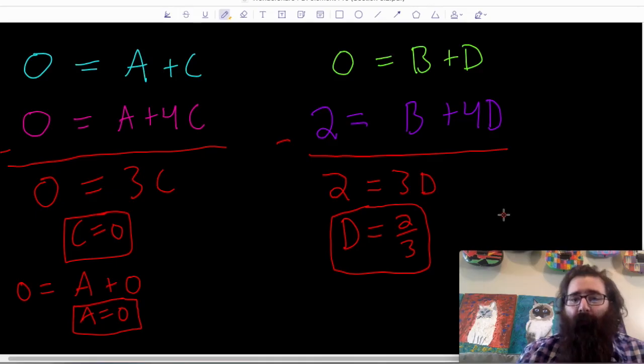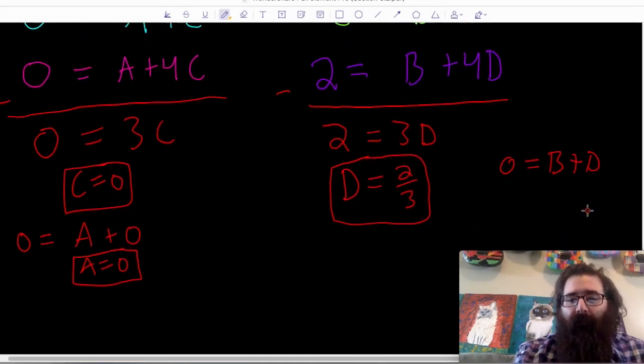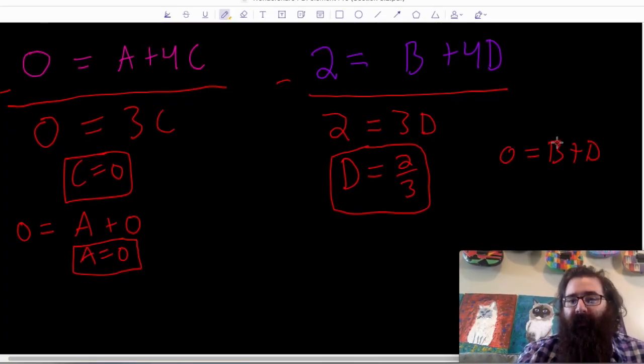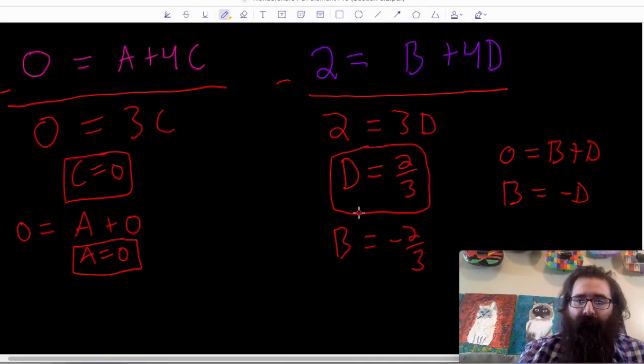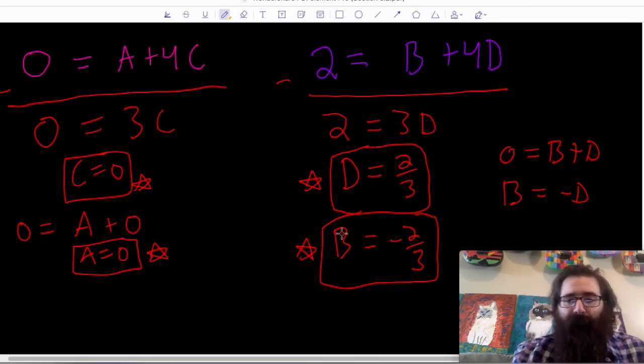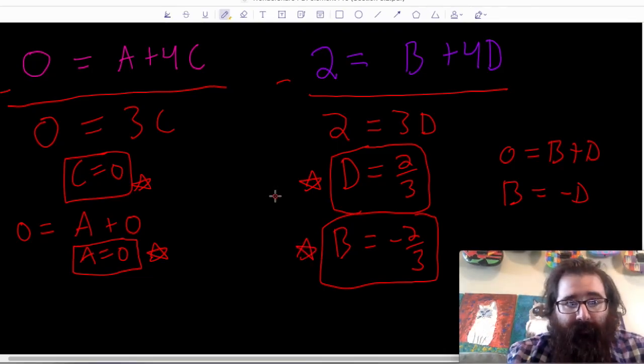And if I look at this other equation, that 0 is equal to b plus d, well, that means then that b is equal to negative d, so b is equal to negative 2/3. So now I have my constants. A is 0, c is 0, b is negative 2/3, d is positive 2/3.